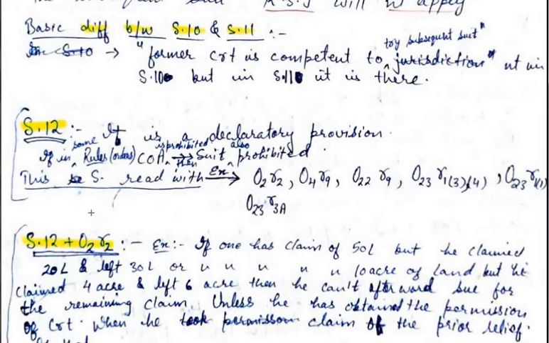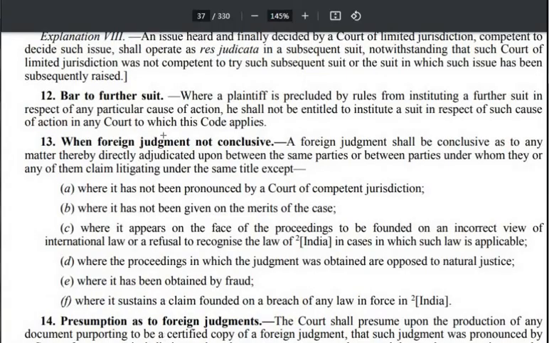For that, first of all we have to study Section 12. So let's take out Section 12 of CPC. Section 12: where a plaintiff is precluded by rules from instituting a further suit in respect of any particular cause of action, he shall not be entitled to institute a suit in respect of such cause of action in any court to which this Code applies. Now देखो, Section 12 is only a declaratory provision.